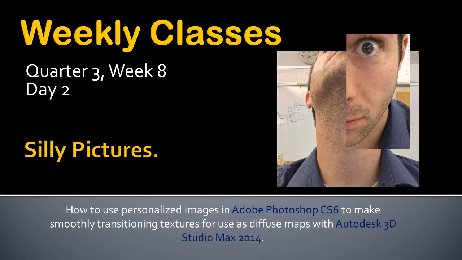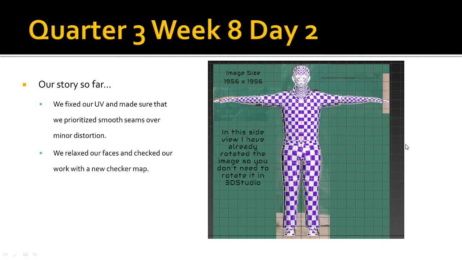Today we're going to do some silly pictures. Today we're going to use some personalized images in Adobe Photoshop CS6 to make some textures for use as diffuse maps with our Autodesk 3D Studio Max 2014 project, which is a self-portrait. All right, so today our goal is, well, I guess, actually, let's go with the flow here.